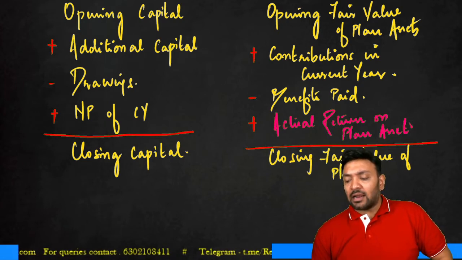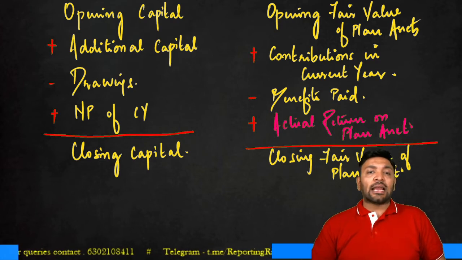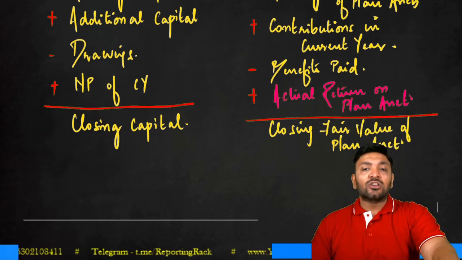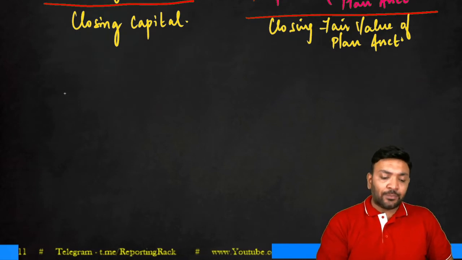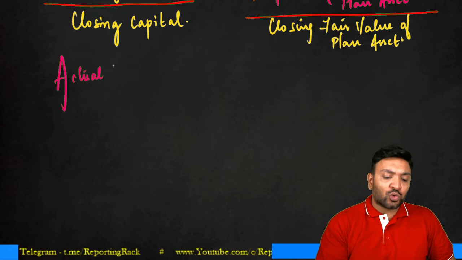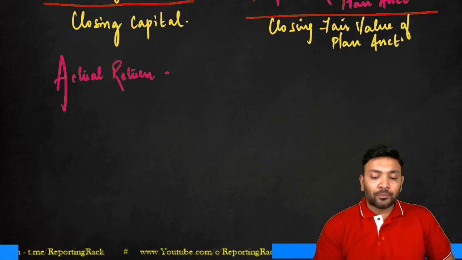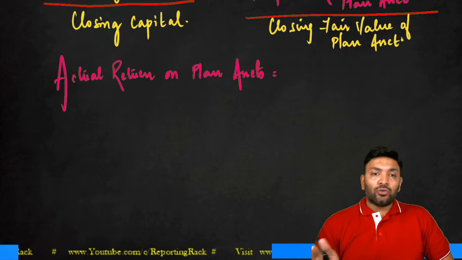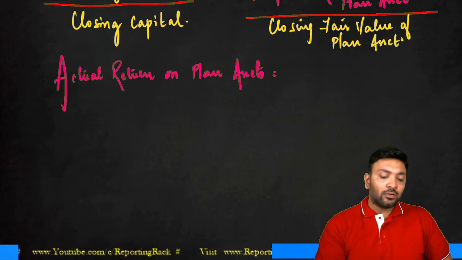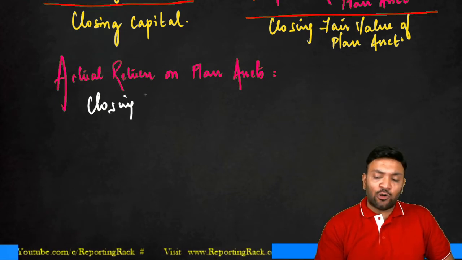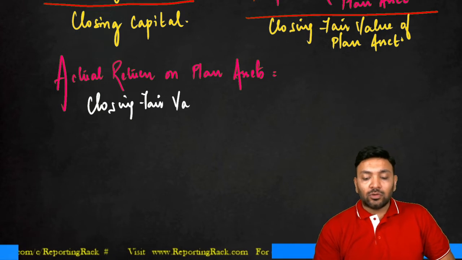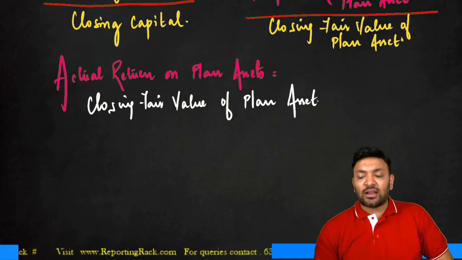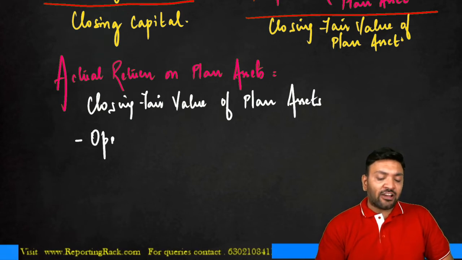This is very similar to how we calculate capital; the same way I'm calculating it for plan assets. But the entire point is to calculate the actual return. So how do I get actual return? Use the same formula. Actual return on plan assets is equal to, now use the same formula and tell me how do I calculate? Closing fair value of plan assets. Who will do the fair valuation? The actuary does the fair valuation. Minus opening fair value of plan assets.